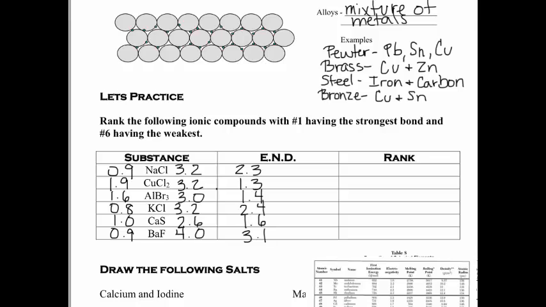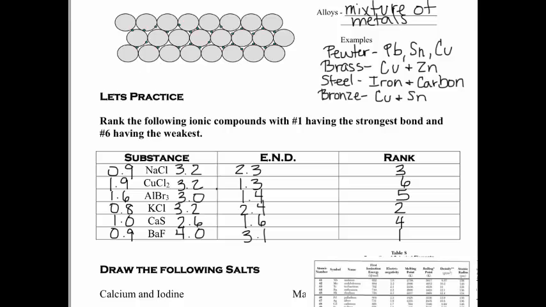All right, so now that we have all of our electronegativity differences calculated, we can do our rank. Remember that the greater the difference, the stronger the bond. So the greatest difference is with barium fluoride, so that's going to be number 1. And then the next greatest difference is with the potassium chloride, which is number 2 then. Here we have number 3, 4, 5, and 6. And that's all there is to it.